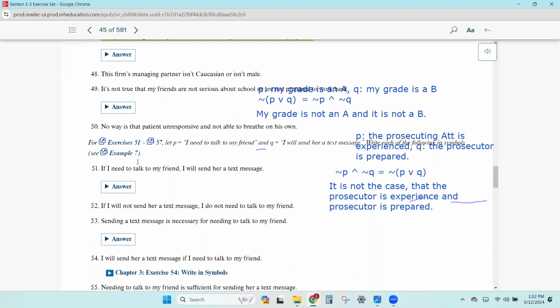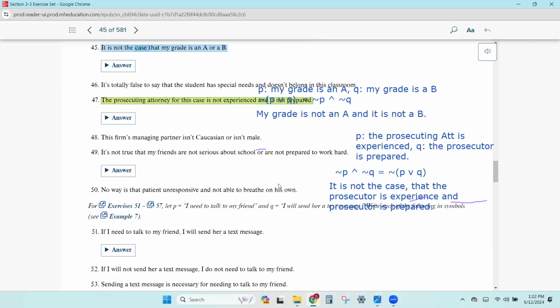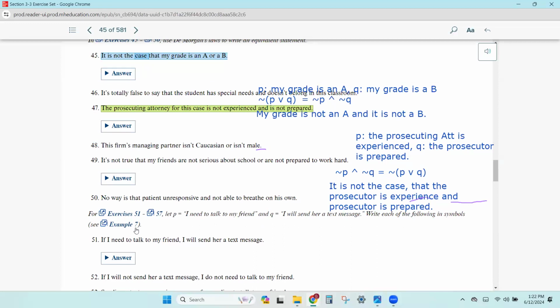So these are basically just you were defining the symbols and they want us to write them out. Let's do that real quick. All right. So P is I need to talk to my friend. Q is I will send her a text message. Write the contrapositive in symbols.